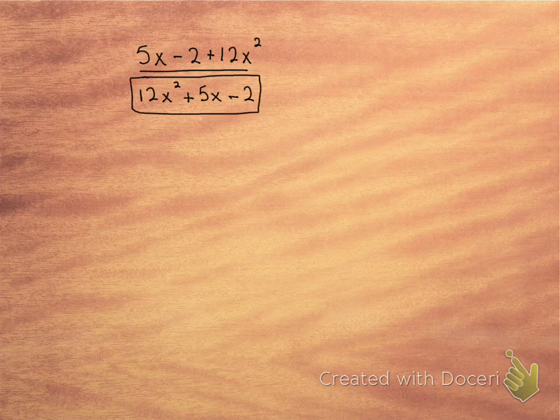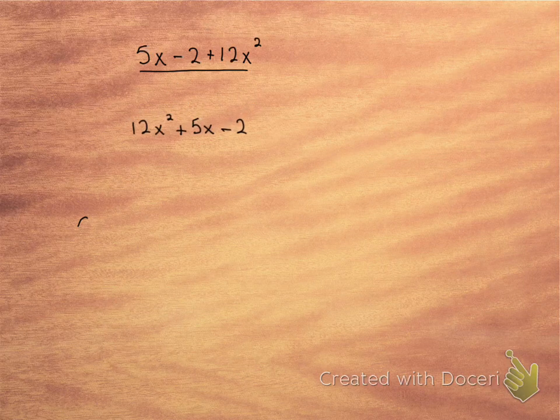Okay, notice our leading coefficient is not a 1 now, it's a 12. And we want to make it easier to factor that. Okay, so what we're going to do is a method called slide and divide. Pay attention.